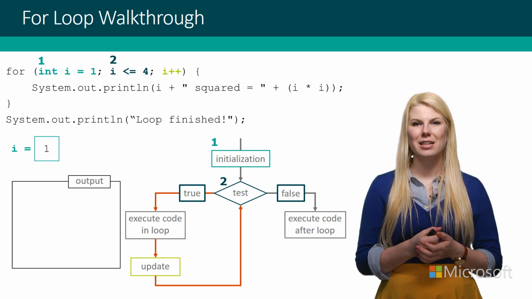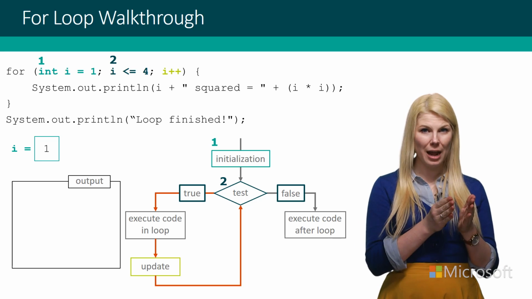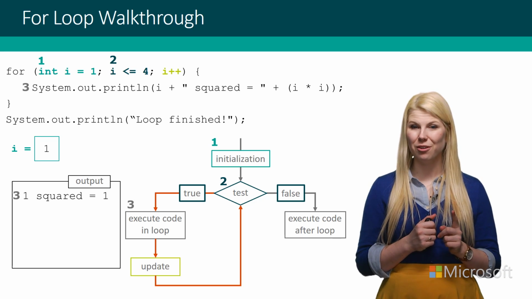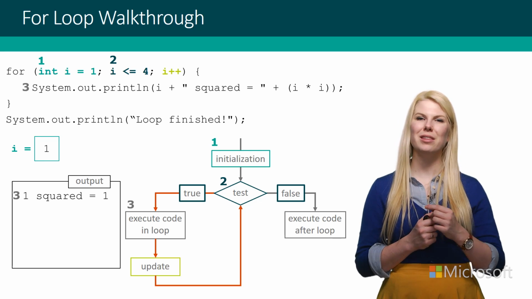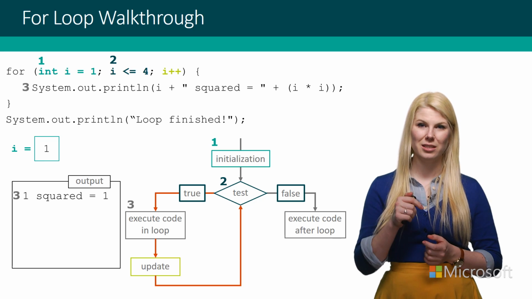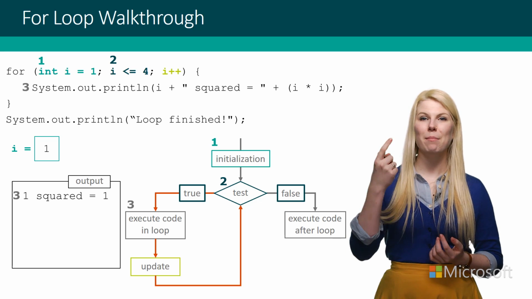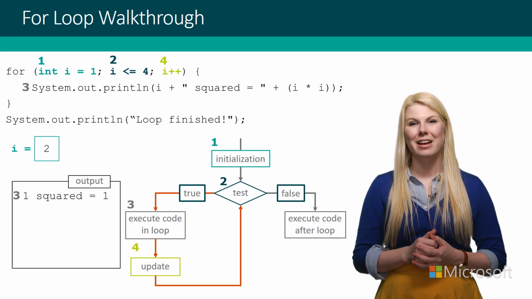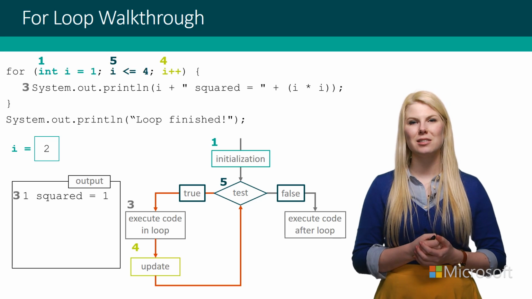Then it's going to test right away. Hey, is this test, based on what i's current value is, true or false? If it's true, then it's going to go run all the lines of code between the curly braces. Then it's going to get to that very last closing curly brace. It's going to come back up to the for loop header, and it's going to do the update. Now i has a totally new value, so it re-looks at the test.